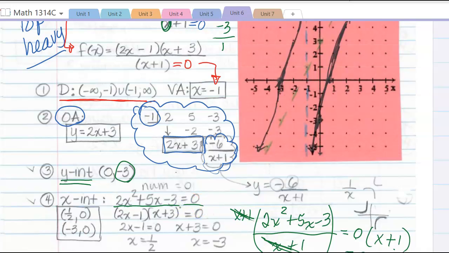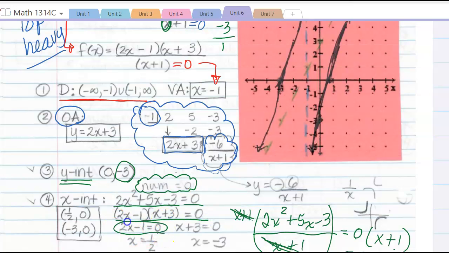So if you have a rational function and you're trying to find the x-intercepts, just get the numerator and set that numerator equal to 0. That's what I did here. I got 2x squared plus 5x minus 3 is equal to 0. This should remind you of the quadratic unit where we can factor, which we already did up above. We can get the factored form and let that equal 0.